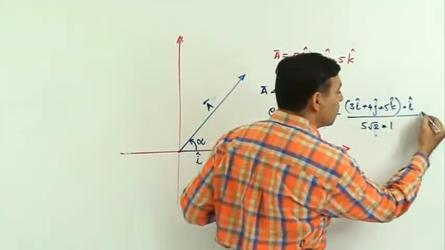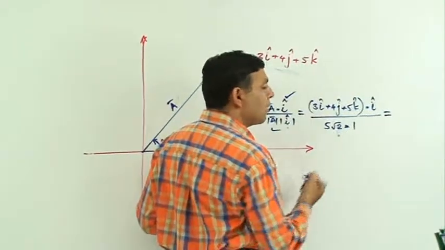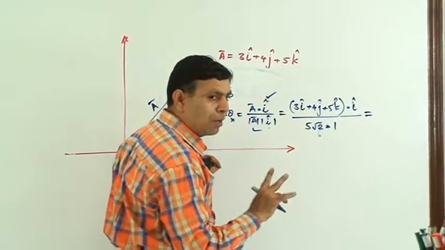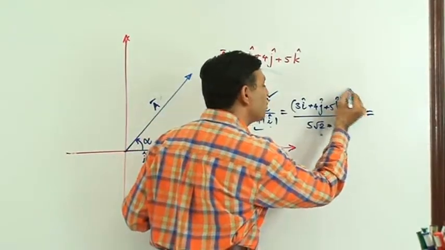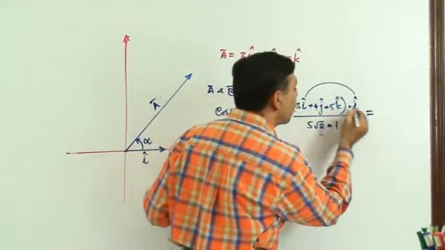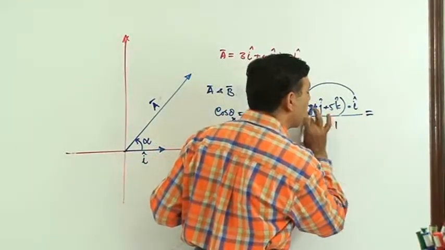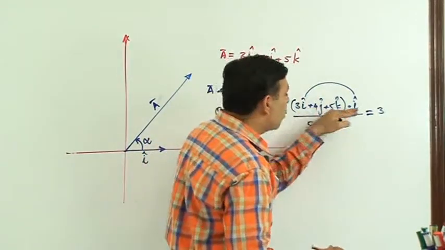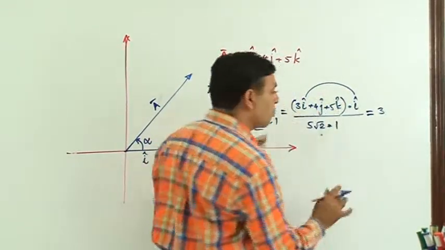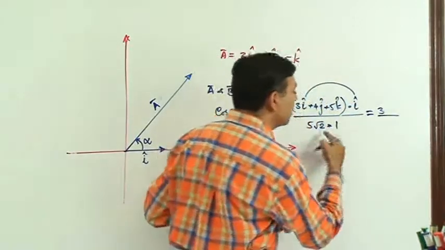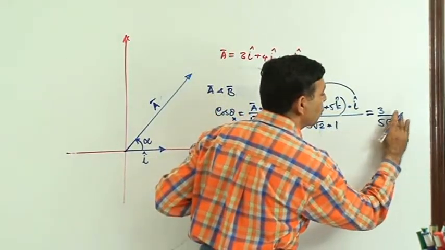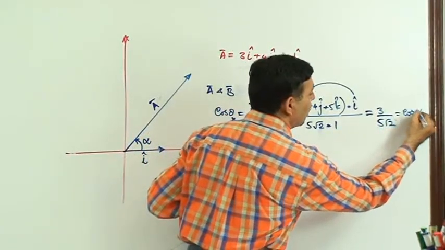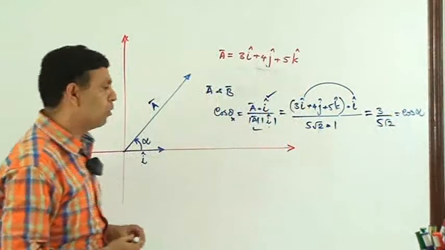Now I need to compute A dot B. You know very well, only i·i, j·j, k·k, when you are dotting, they are going to be 1; all else are 0. So when you are dotting i, you can dot only with i. So 3i dot i is going to be 3, since i dot i is 1, 3 into 1 is 3, that's all. j dot i is 0, k dot i is 0, so you don't have to consider those. And here it is 5 root 2, so this is going to be cos theta x, or I will call it cos alpha, where alpha is the angle vector A makes with the positive x-axis.